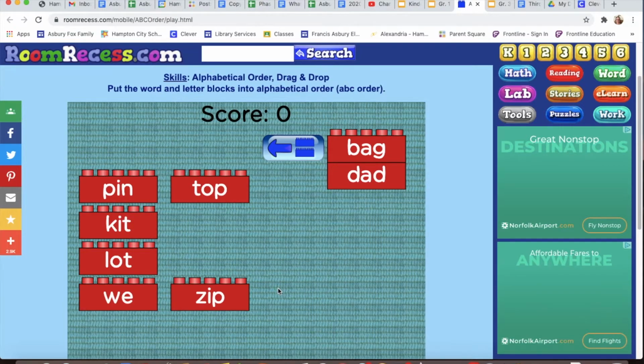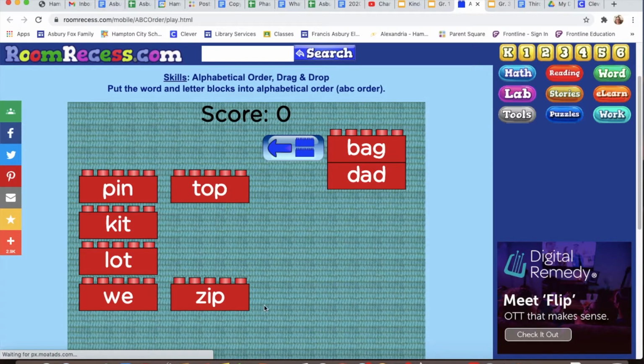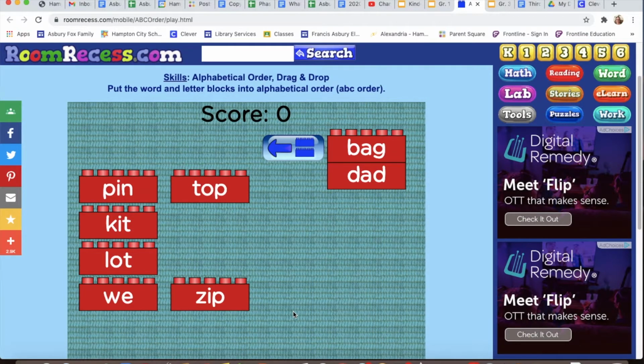A, B, C, D, E. Do I have any words that start with the letter E? No, so I can keep going. A, B, C, D, E, F. Do I have any words that start with F? Nope. A, B, C, D, E, F, G. Do I have any words that start with G? Nope. Good job. Let's keep going.